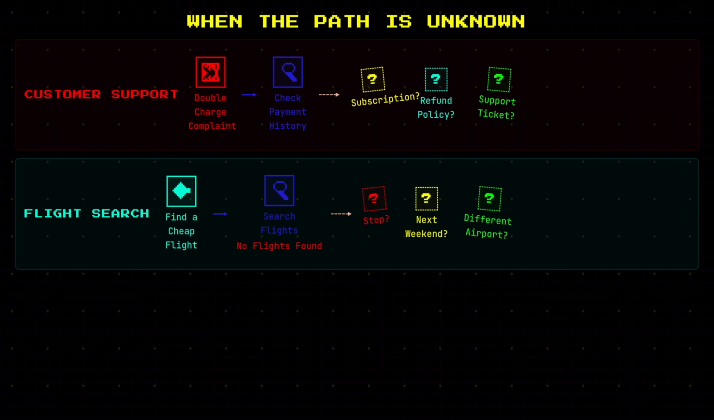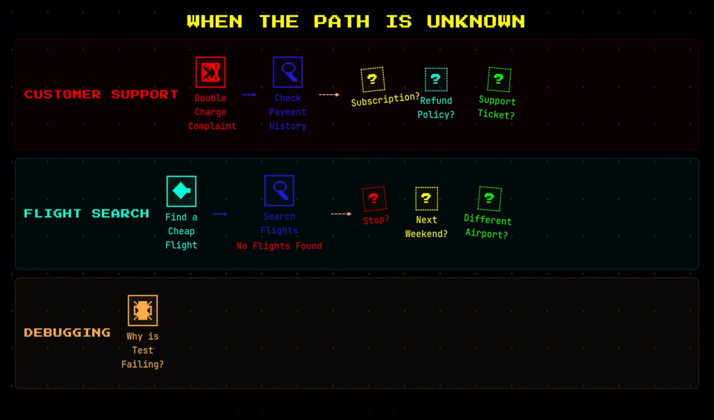Or a developer asks an AI, why is this test failing? Answering that might mean reading files, running commands, checking logs. No 2 bugs follow the same path. In all these cases, the steps can't be predefined. Someone or something needs to decide what to do next on the fly. That's what we're looking at now.